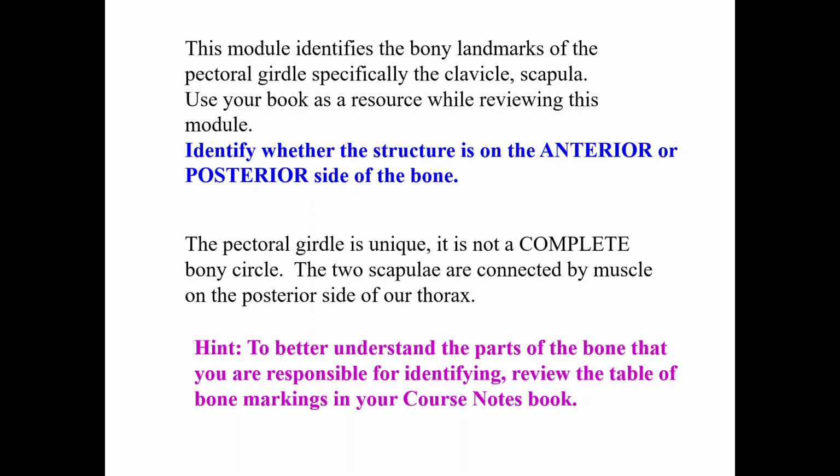All right, so we're going to look at the bones of the pectoral girdle. Just a few hints. When you're looking at bones, always identify whether the structure of that bone is on the anterior or posterior side. So get your orientation. And the pectoral girdle, which we're going to talk about, is unique because it is not a complete bony circle, unlike the pelvic girdle.